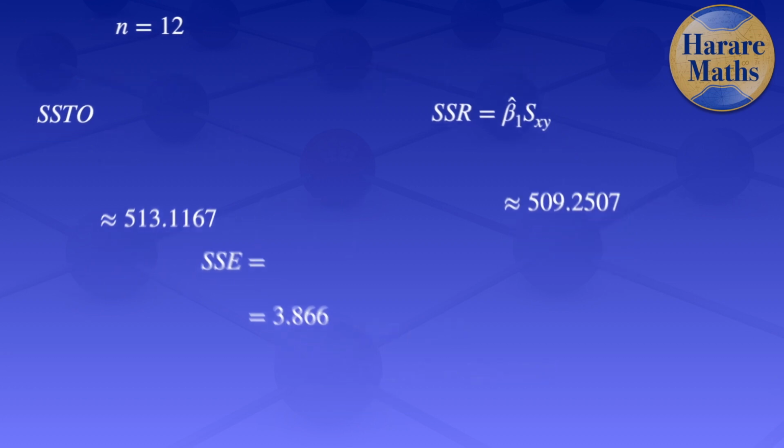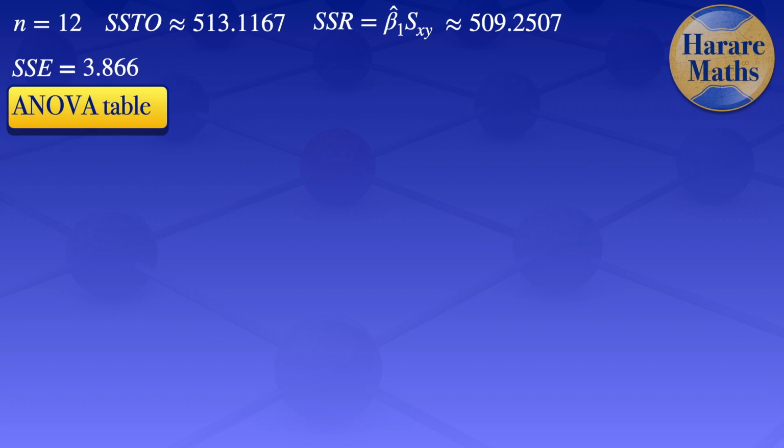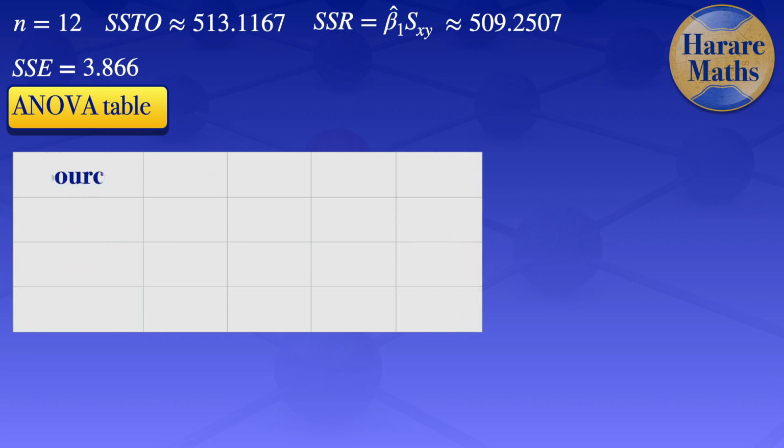So I'll just write the values that we need there, the n, the sum of squares total, the sum of squares error, the sum of squares regression. Then go on and write the ANOVA table. So I'll draw a table there. We have the source, the degrees of freedom, the sum of squares, the mean square, the F there. So we'll be looking at the regression and the error, then the total.